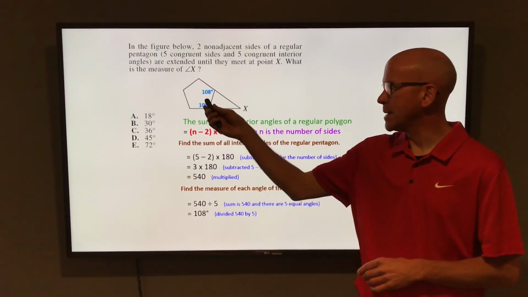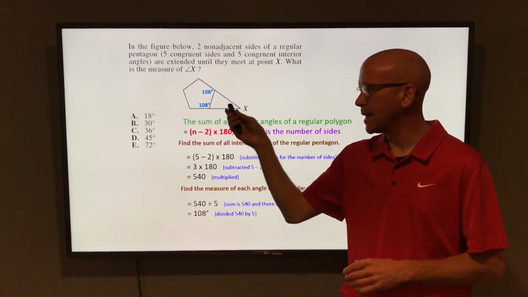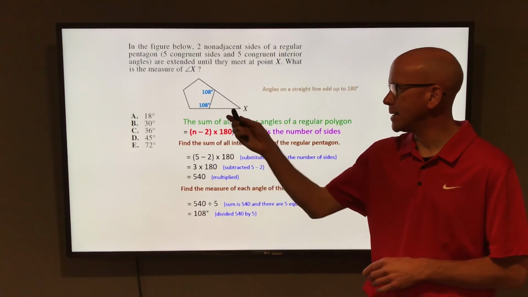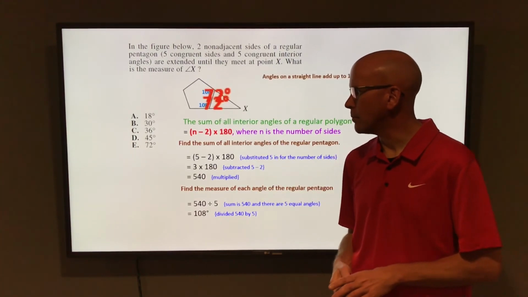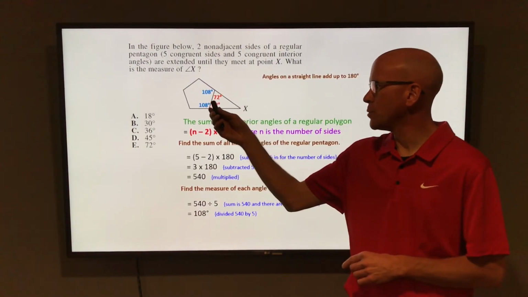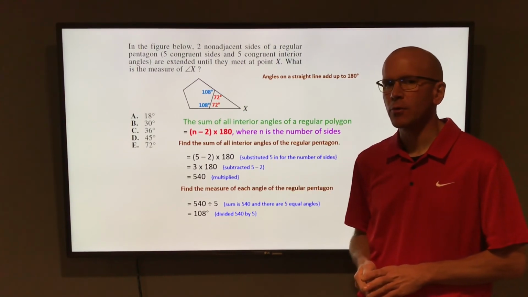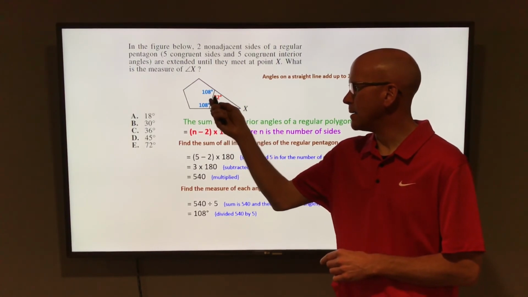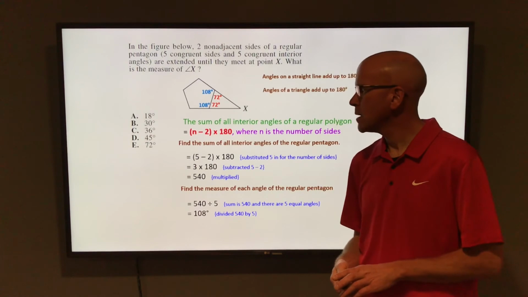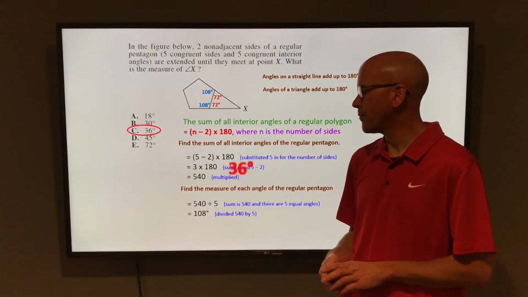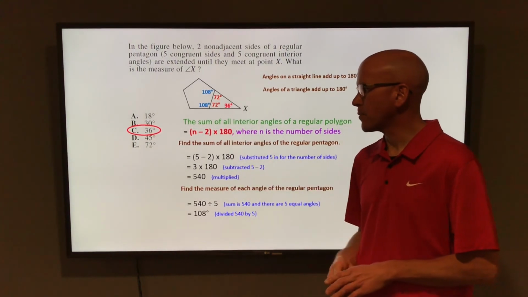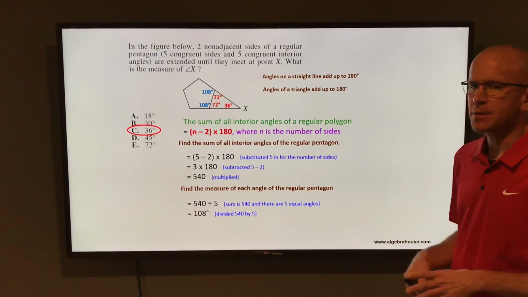Now the angles right next to it, angles in a straight line, add up to 180. So each angle right next to those would be 72. So now you know two angles of this triangle. You can find the third angle by taking 180 minus these two angles together. So 180 minus 144, that would be 36 for that missing angle, which is letter C.